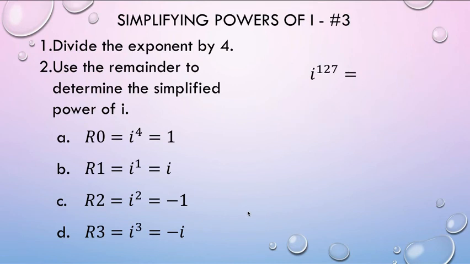How about i to the 127th? Why don't you pause the video and give it a try? So if we divide 127 by 4, we get 31 with a remainder of 3. A remainder of 3 tells us there were 3 i's left over, so i to the third, which simplifies on its own to negative i. So i to the 127th equals negative i.